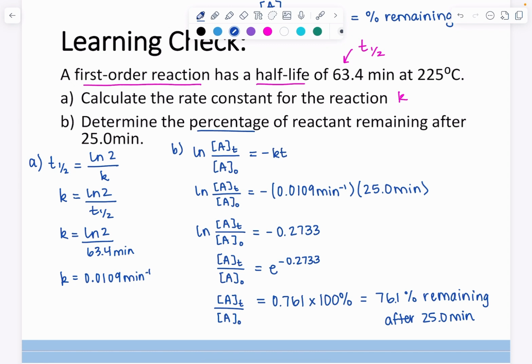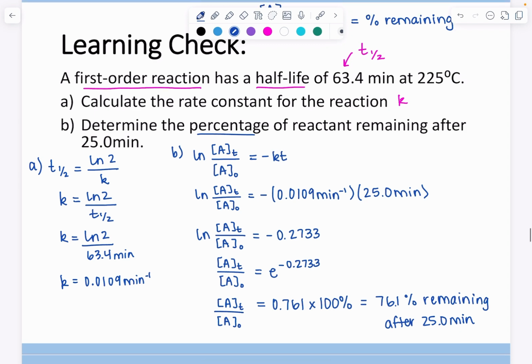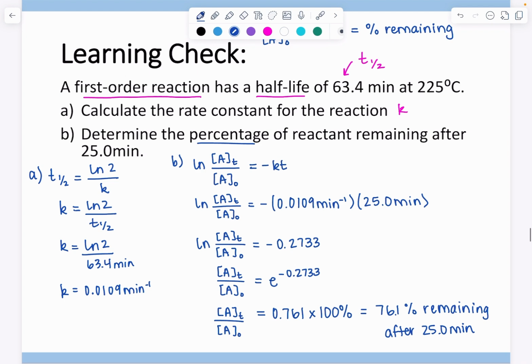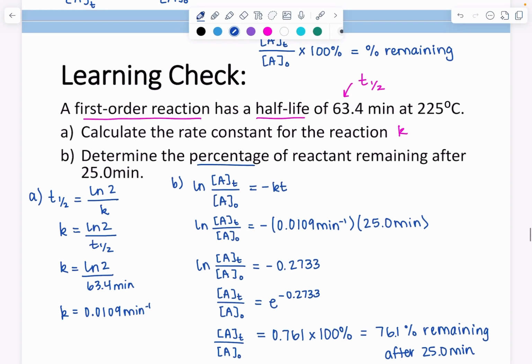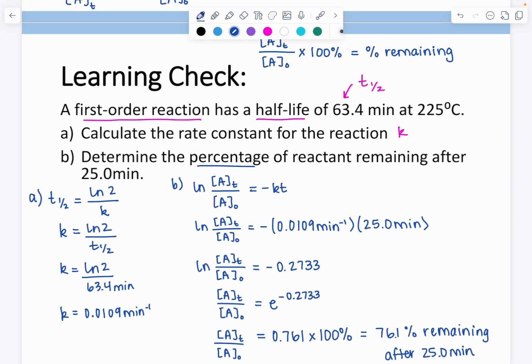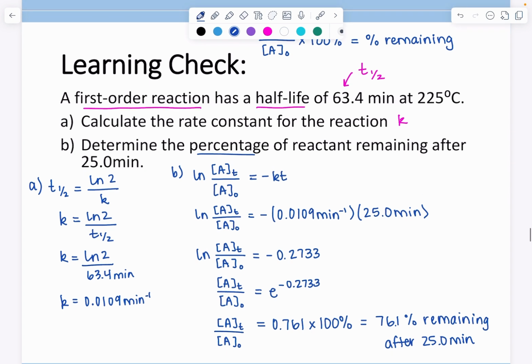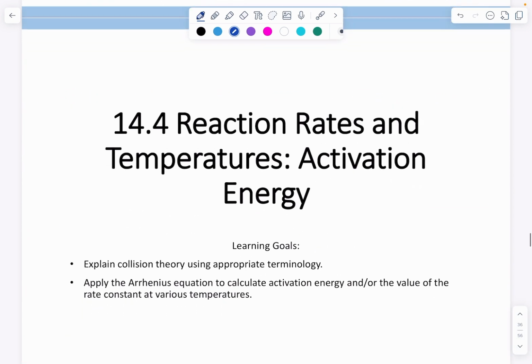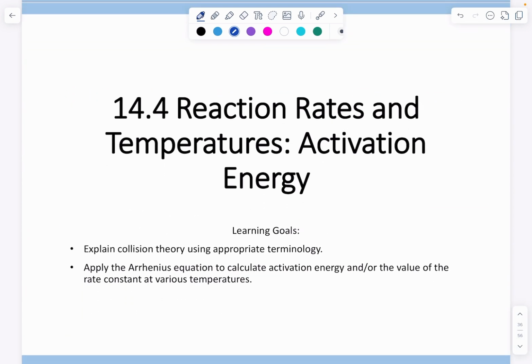Okay, we will move on to the next section, but just a reminder, the main learning goal from this section is being able to use these equations, the integrated rate laws and half-life equations, to solve related problems. So next we're going to talk about reaction rates and temperatures, and then we'll talk about activation energy and what that is more explicitly.